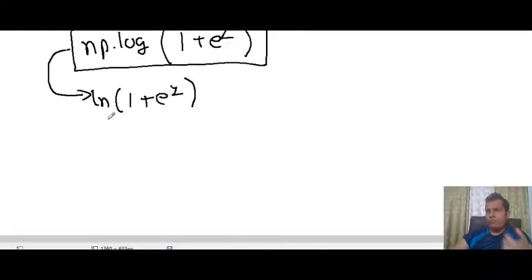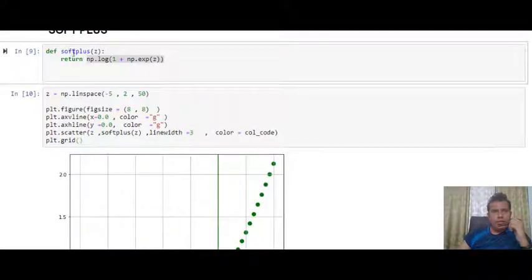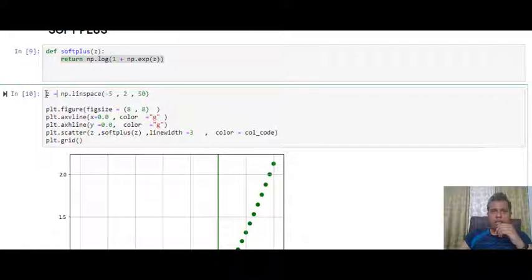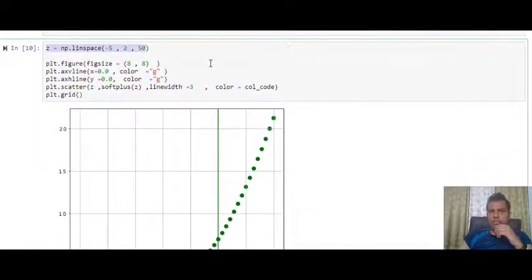Now let's try to draw the softplus function. I am creating one user defined function softplus, and I am saying return np.log(1 + np.exp(z)), and then again I am creating a variable z from -5 to 2 with equally spaced numbers, 50 numbers, and then I am plotting it, and also I am doing the color coding. So this is how my softplus function looks like.